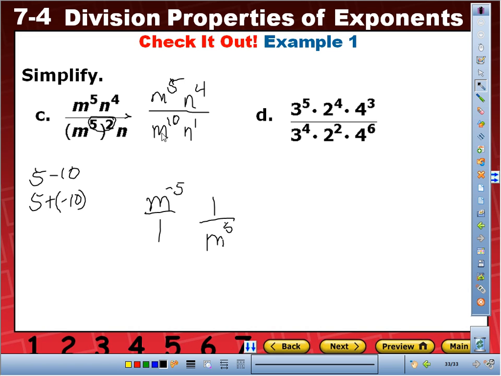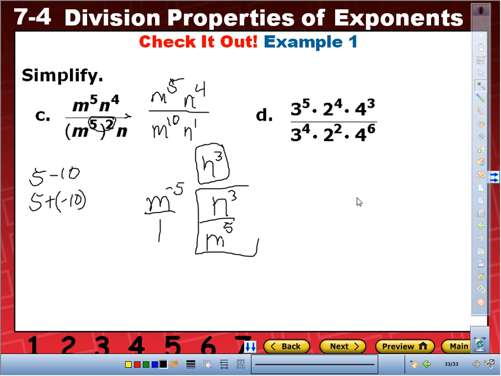Okay? So now, we're done with the m's. Look at this one. What is n to the 4th divided by n to the 1st? N to the 3rd. Is this a positive exponent? Yeah, so that one stays where? In the numerator. Does it go to the denominator? No, so we write it here, n to the third. Everybody catch that? Did we go a little bit too fast?